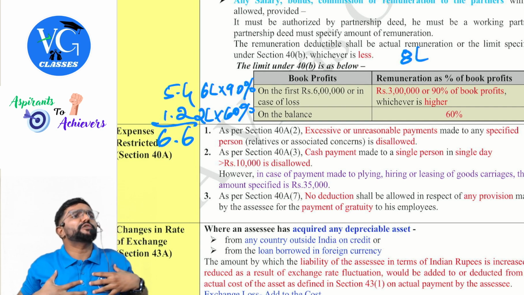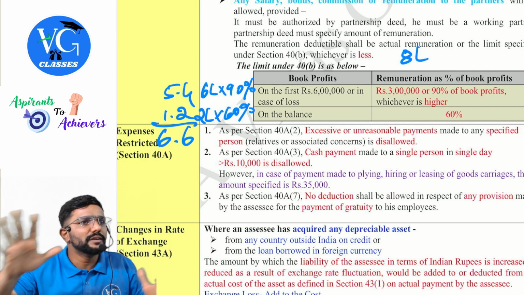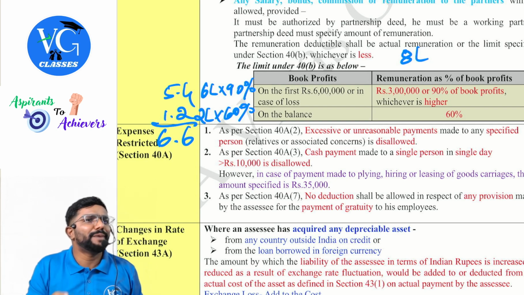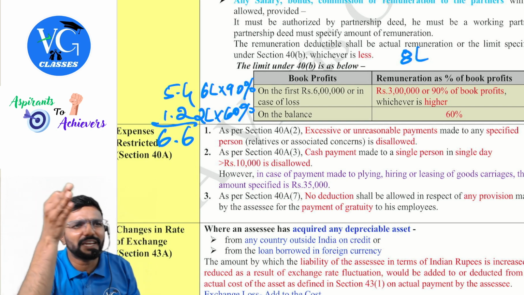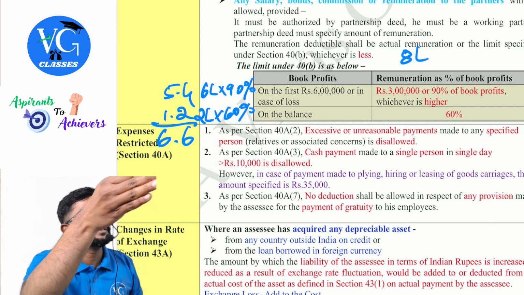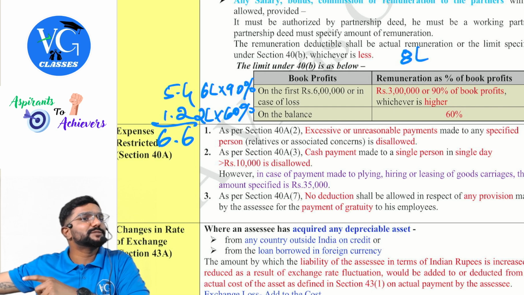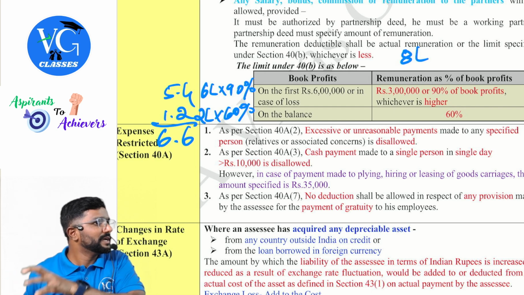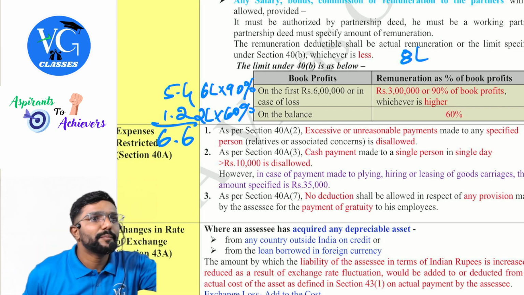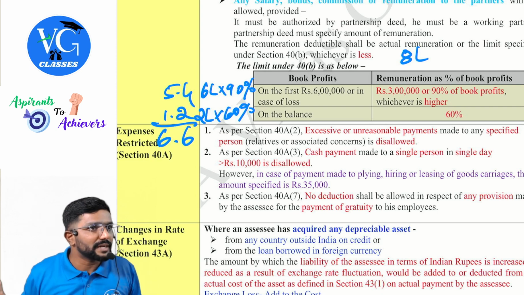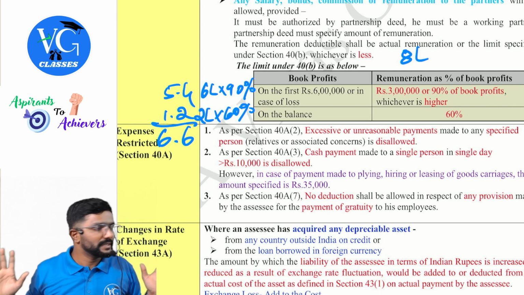Sir, the partner has received a 20 lakh salary, sir. Doesn't matter. What is allowed for the firm as an expenditure will become income for the partner. Correct? Now, one man's expense is another woman's income. Agree with me? So, what is allowed as an expenditure for the firm is an income for the partner. Clear? The partner would have received more than that. Doesn't matter.